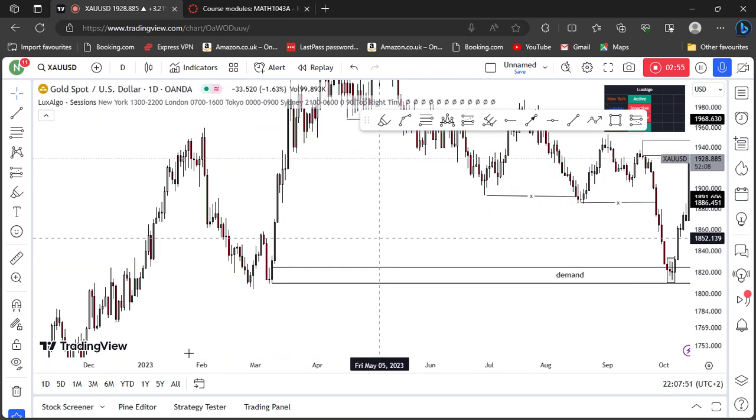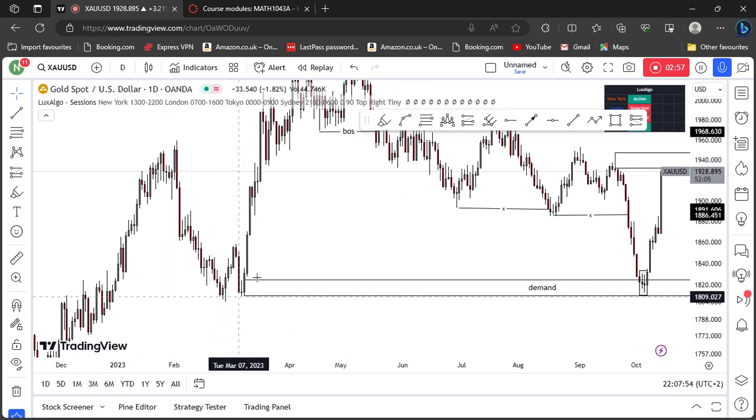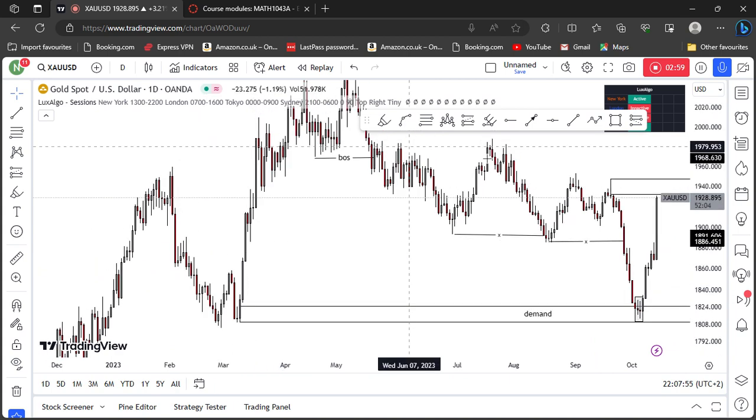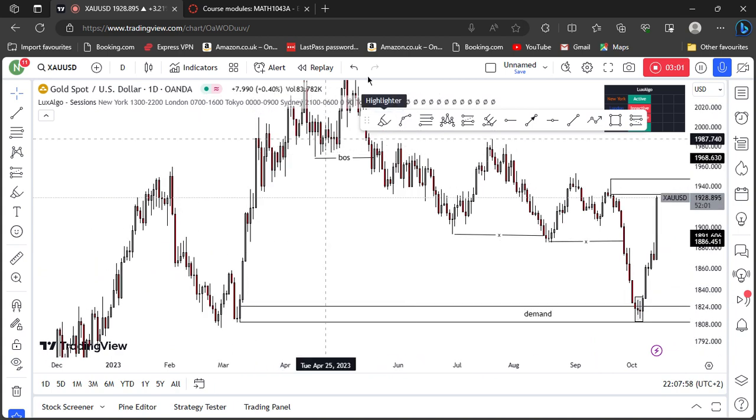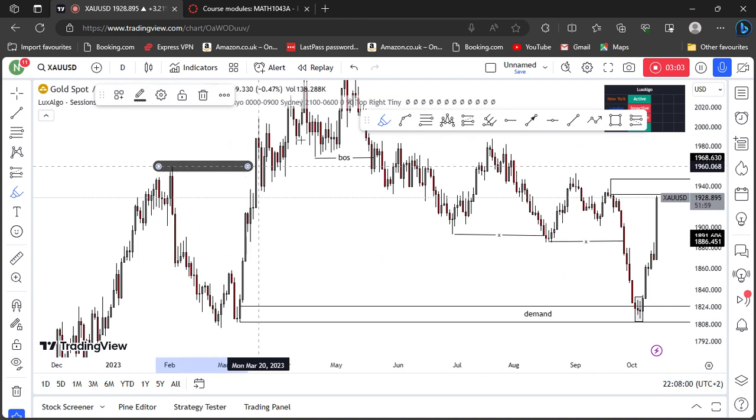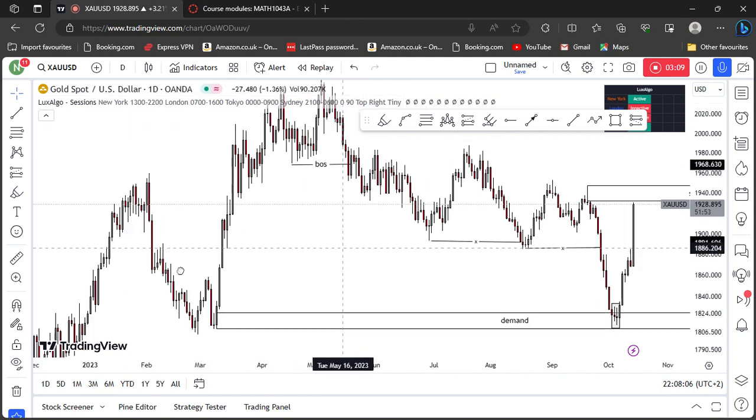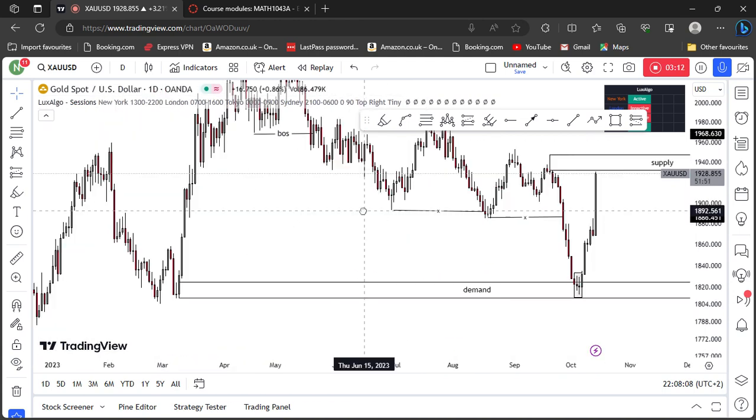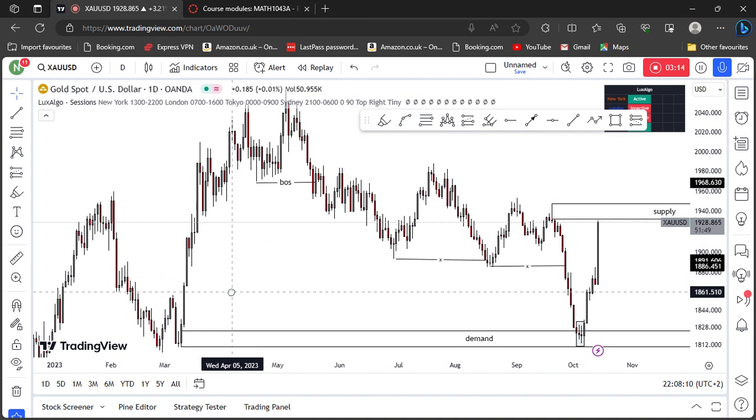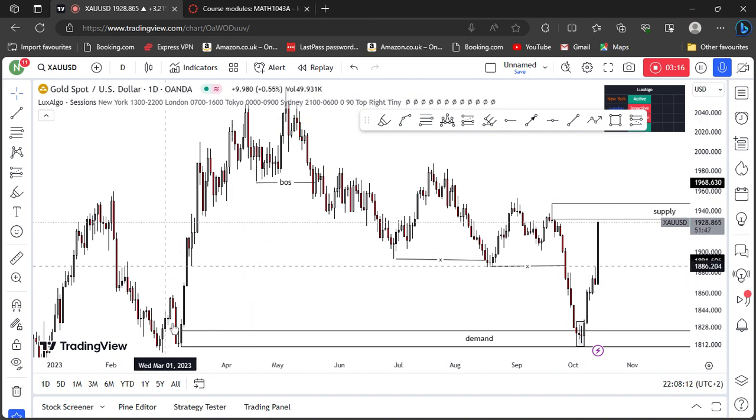As you can see, we are here. My supply zone was on this previous low. That gave me this break of structure right here, and this break of structure right there. That's why I set my demand zone. Then as I saw that I had a break of structure, now the market is looking for a retest.